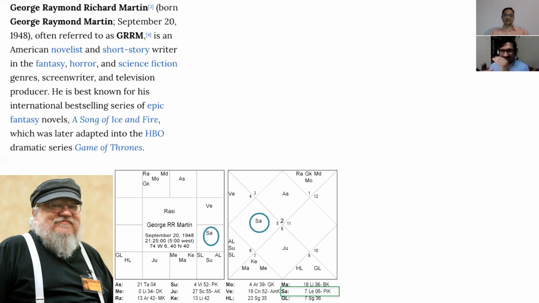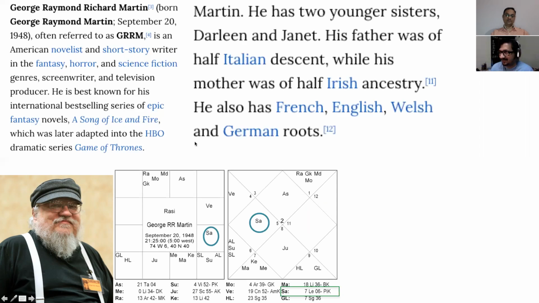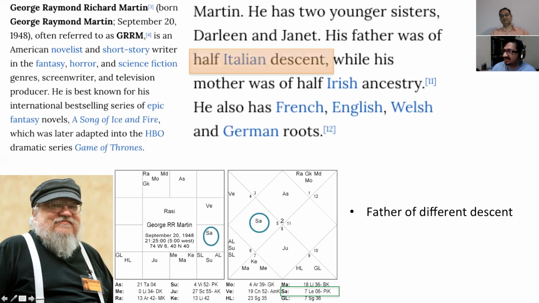He has a long section. So I'll just extract some Wikipedia text, and we'll explore the Magha themes that are very clear in his chart. His father was of half Italian descent, while his mother was of half Irish ancestry. So these Magha natives have some kind of ancestral connection. Interestingly, his father was of a different descent from his mother.